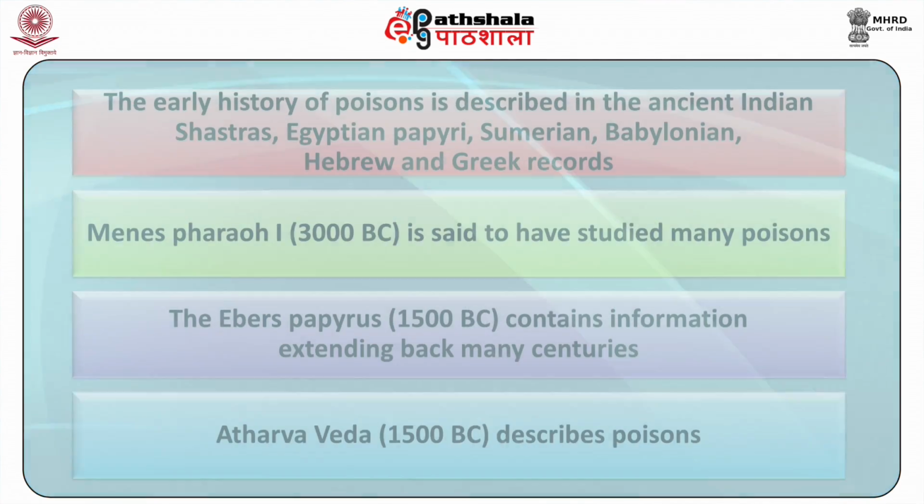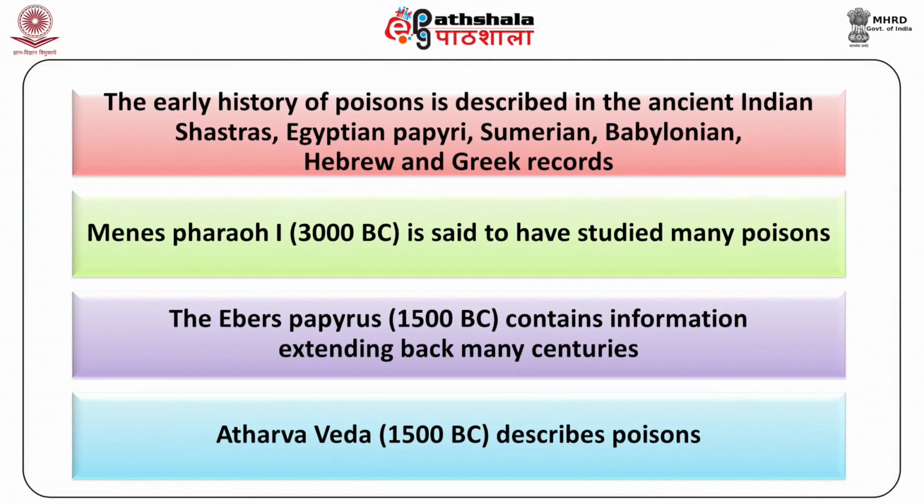Primitive man was aware of natural poisons from animals and plants. It was widely used by them on weapons as arrow poison. The early history of poisons is described in Indian Shastras, Egyptian papyrus, and Sumerian, Babylonian, Hebrew and Greek records. Menes, Pharaoh I, around 3000 BC, is said to have studied many poisons.